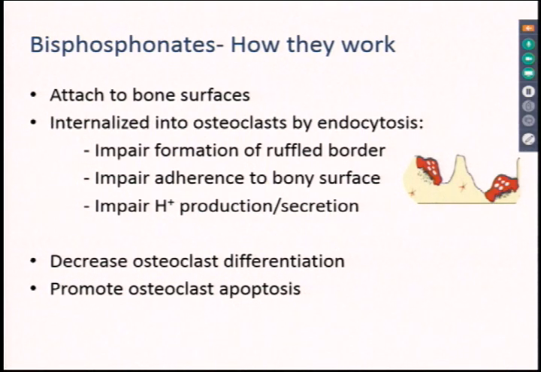So the osteoclast needs to make this ruffled border here so it can stick to the bone surface in order to break down the bone. The bisphosphonates will impair formation of the ruffled border. They will impair adherence of the osteoclast to the bone surface, and they will also impair secretion of acid, which is important to be secreted by the osteoclast to dissolve the bone. So they impair the function of the osteoclast at many levels, but also they could promote osteoclast death.